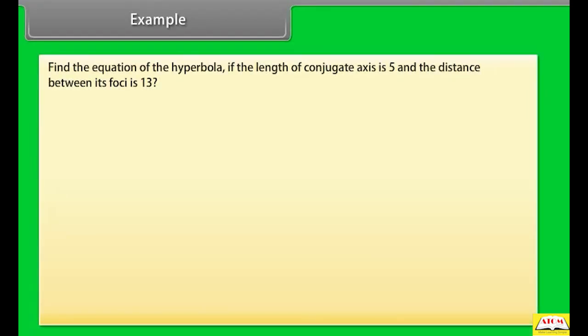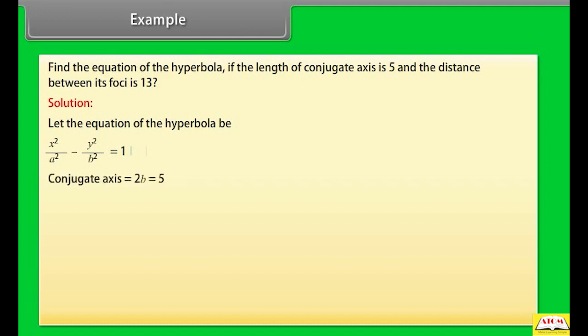Example. Find the equation of the hyperbola if the length of the conjugate axis is 5 and the distance between its foci is 13. Solution. Let the equation of the hyperbola be x square upon a square minus y square upon b square is equal to 1. Conjugate axis is equal to 2b is equal to 5, so b is equal to 5 by 2.